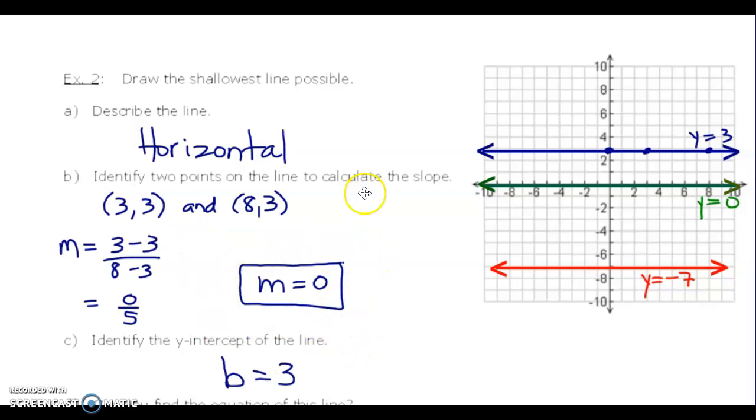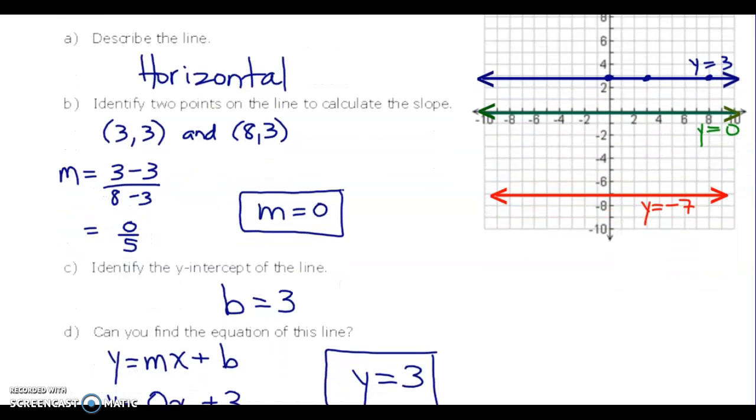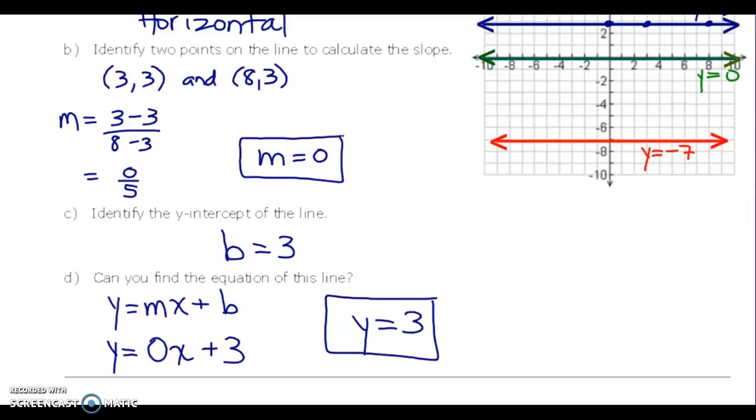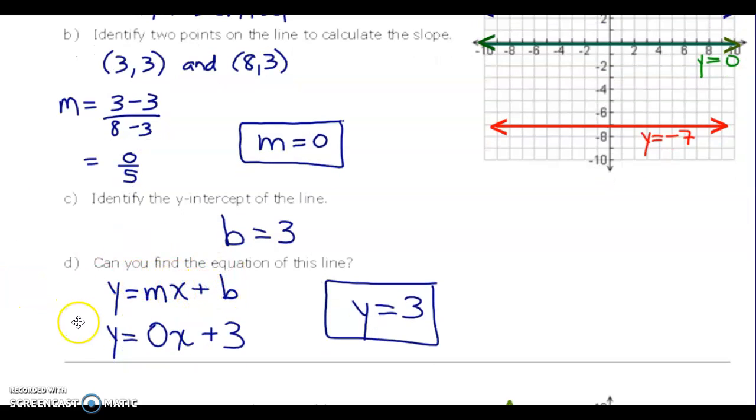Next, looking at this blue line, I'm going to identify the y-intercept. Well, the y-intercept is right there. The y-intercept is 3. So if I put those two pieces of information together, my slope is 0, my y-intercept is 3, my equation becomes y equals 0x plus 3, or simply y equals 3.